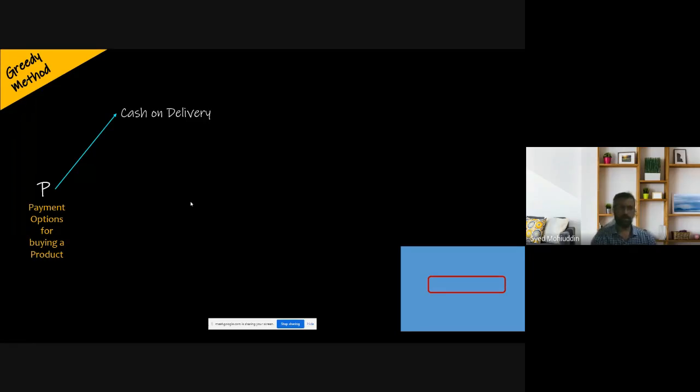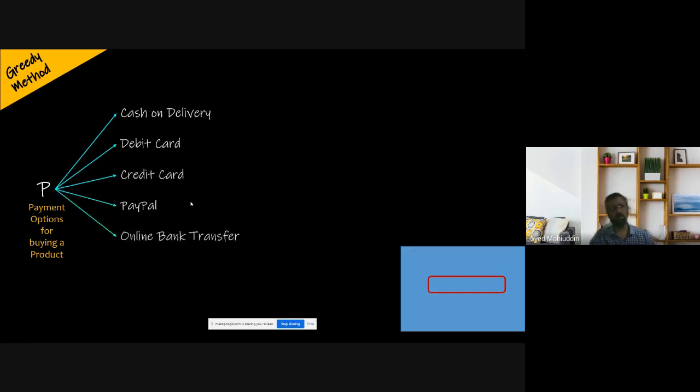Perform payment. We can exercise the option of cash on delivery. That is one of the solutions. We can pay by debit card. We can use credit card. We can use PayPal, or we can perform online bank transfer. We can also have checks, the last option. So there is a problem P, and for that we have n inputs to solve that problem. And for example, here we have some inputs. And there is also some constraint.